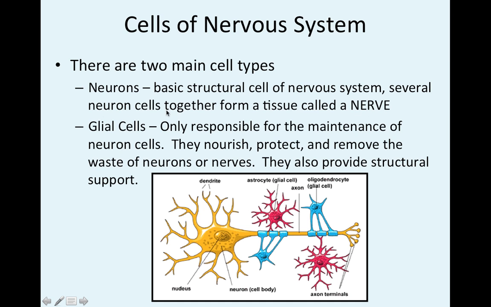There are other types of cells in our nervous system. They're called glial cells, and they're only responsible for maintenance of the neuron cells. They nourish, protect, and remove the waste of neuron cells. So those are our two cells. And this is an important little diagram right here. You should know the labels on this diagram. So here is a cell. This whole orange thing is one cell.